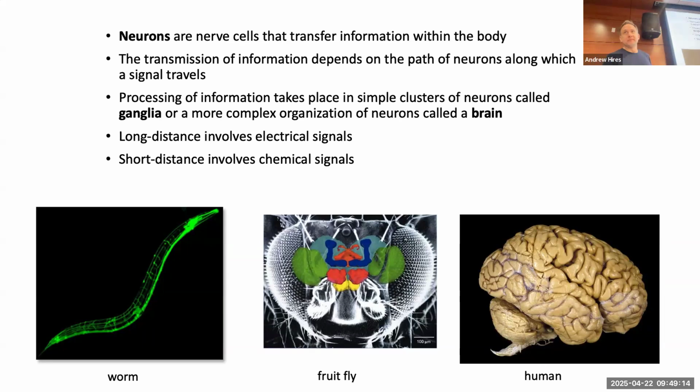Yes, the release of chemical signals is controlled by electrical signals in the neurons, and we'll go into that.